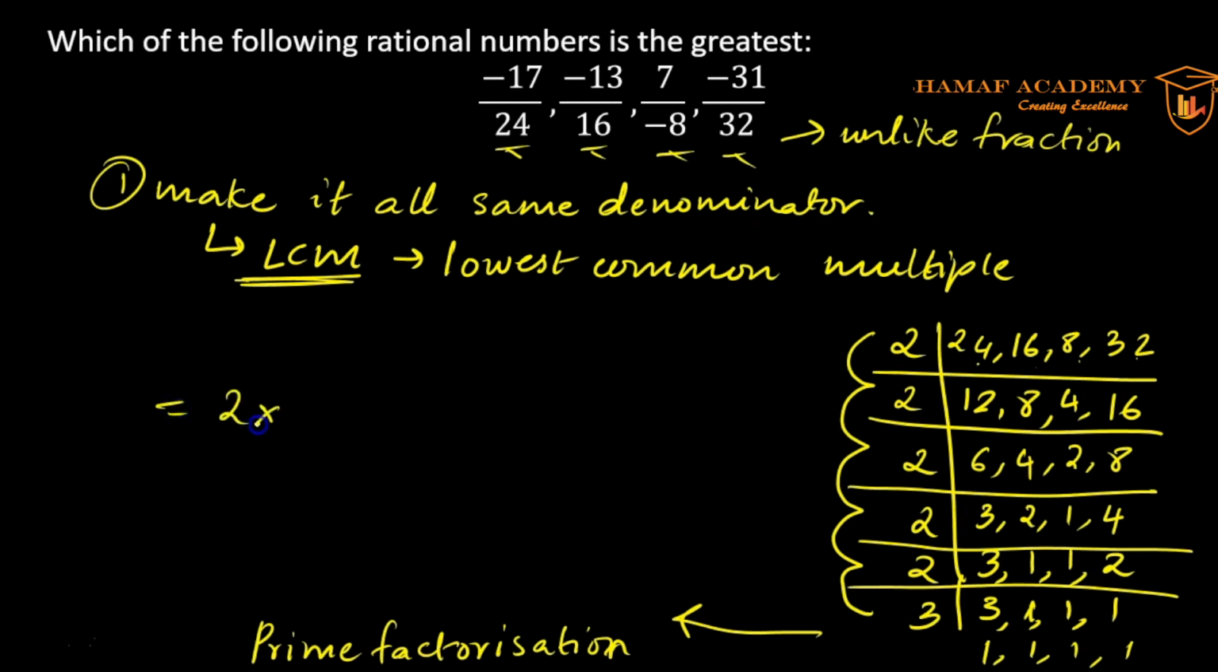2 times 2 times 2 times 2, 1, 2, 3, 4, 5. Basically I have to multiply 2 five times and then a 3. So take some time, calculate what you are going to get for this, and let me know what you get. Your LCM is going to be 96. So our LCM is 96. Let's move on to the next part of the question.